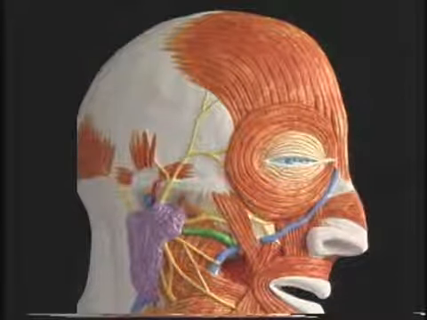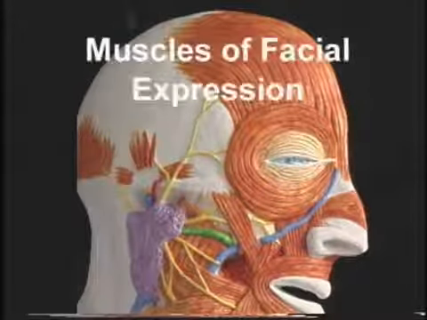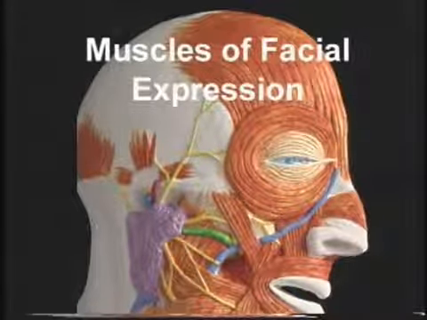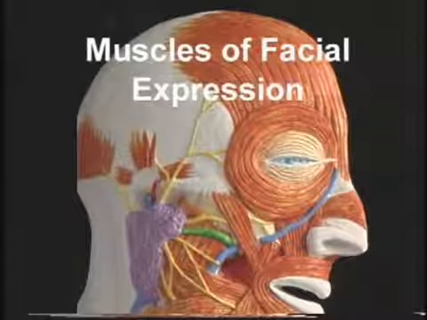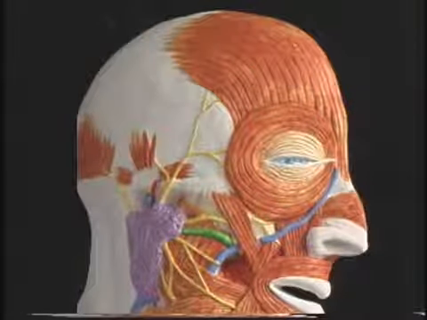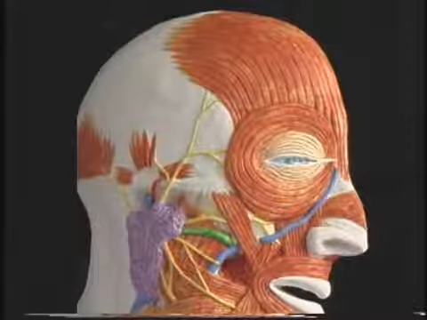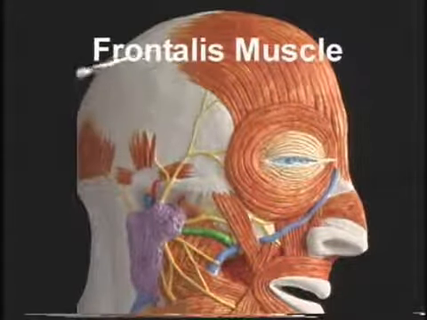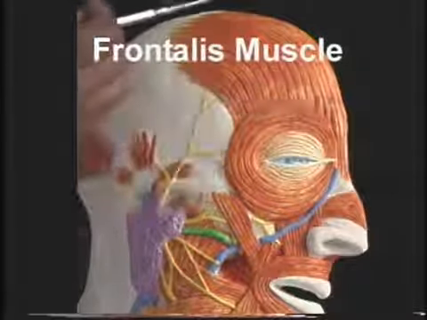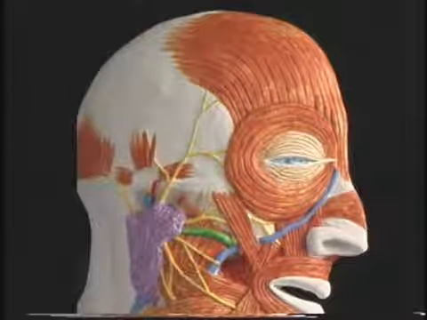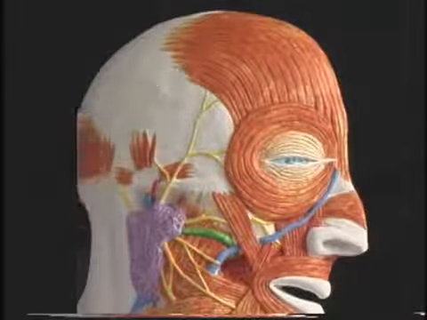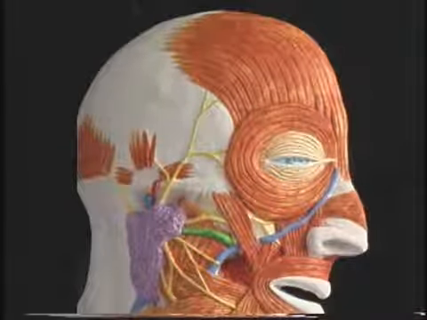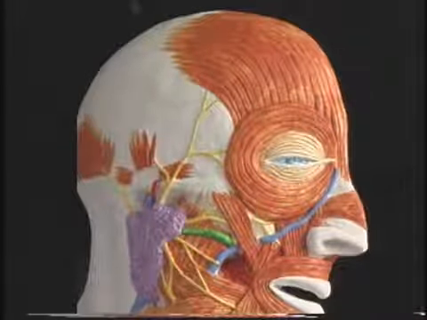On this model, I'm going to show you the muscles of facial expression. These muscles are very important in our day-to-day functioning. The first muscle I'm going to show is the muscle of the forehead, and that is the frontalis muscle. It covers the forehead, and it's important in raising the eyebrow. It also causes the wrinkling of the forehead.